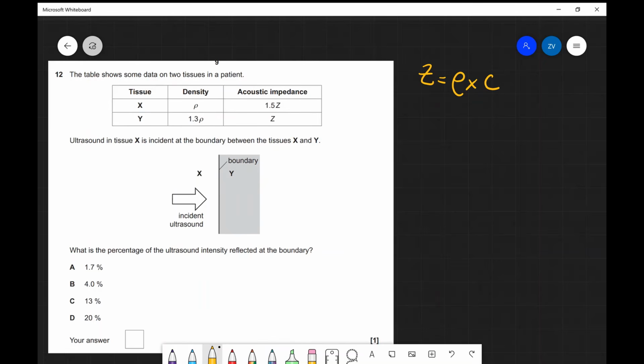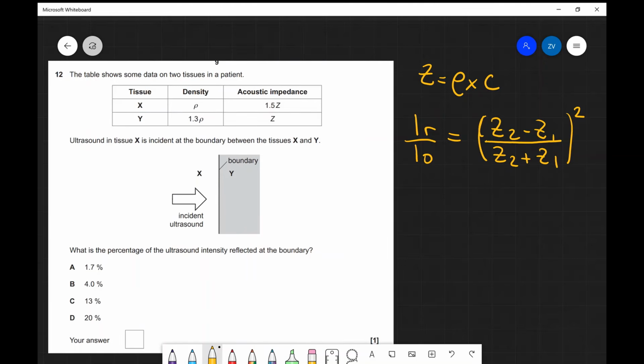And if we look into our formula sheet, we're going to find a formula for the reflected intensity. It's right at the end of the last page of your formula sheet, and it says over there that I_R over I naught is equal to Z2 minus Z1 all over Z2 plus Z1, and this whole thing is squared. So this whole fraction is squared.